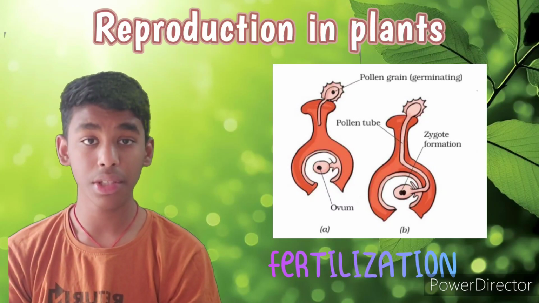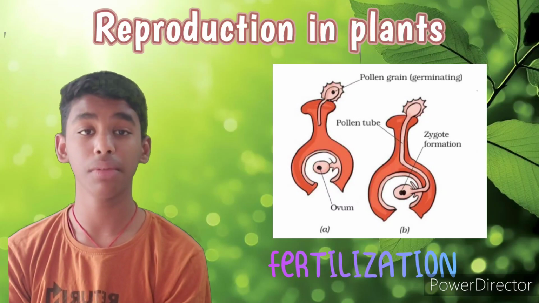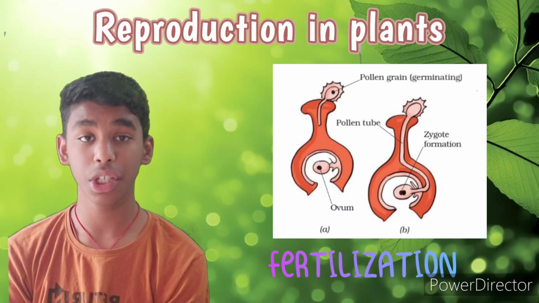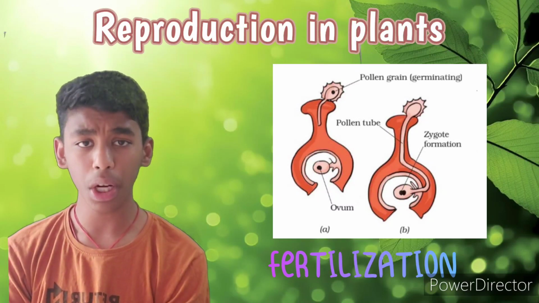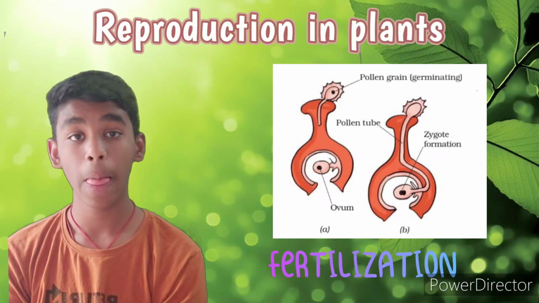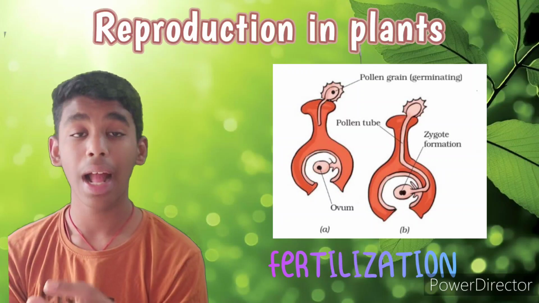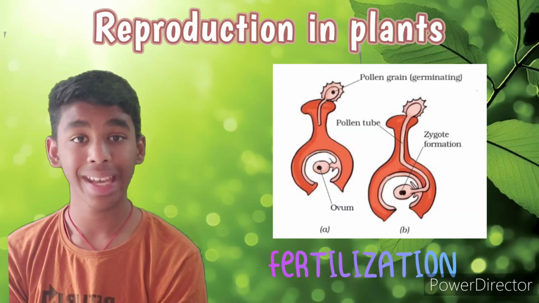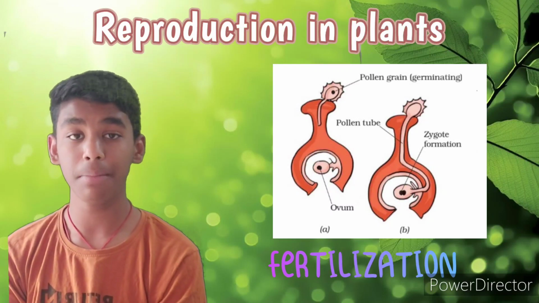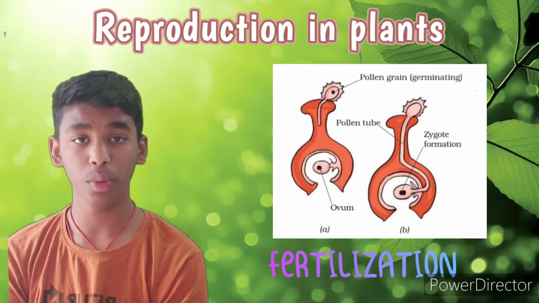Now let us see what will happen when the pollen grains go to the stigma. This is the process called fertilization. When the pollen grain goes to the stigma of the same flower or to another flower, the pollen grain creates a tube, and the tube goes to the ovary, and then the male parts of the pollen grain go to the female parts of the pistil, which are in the ovary.